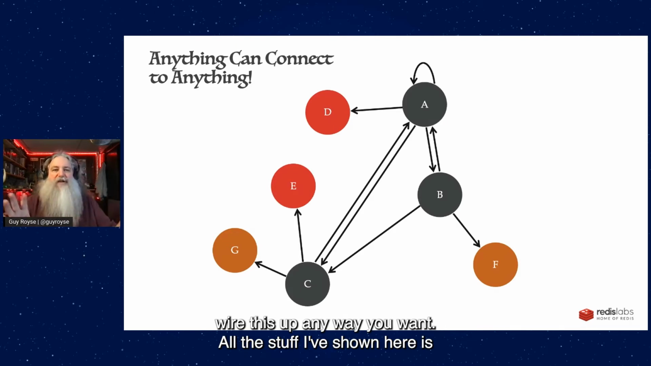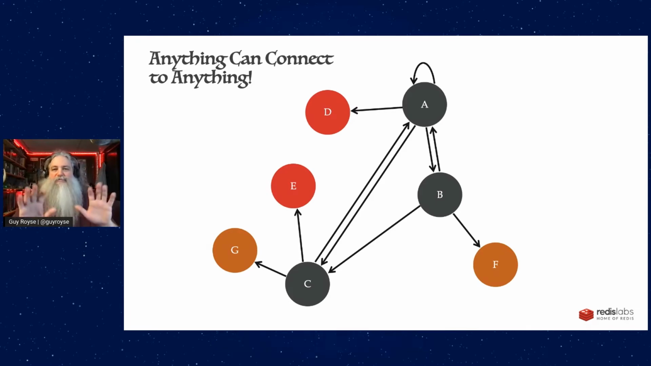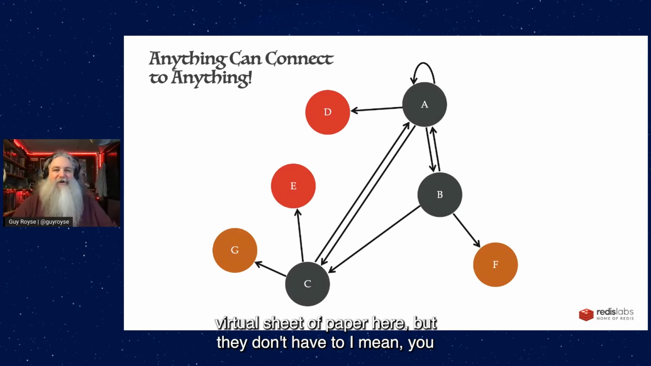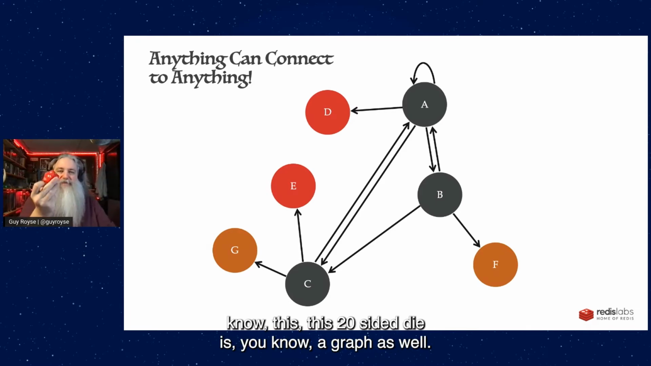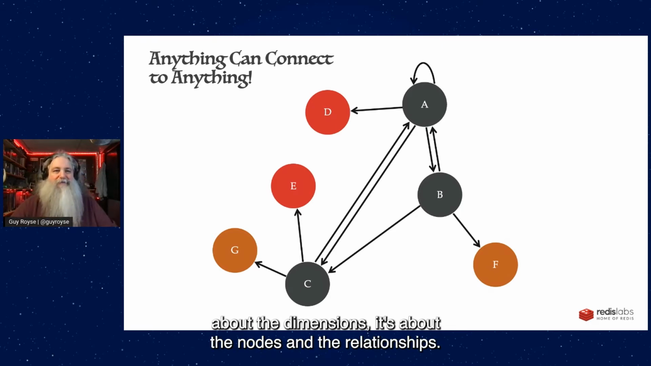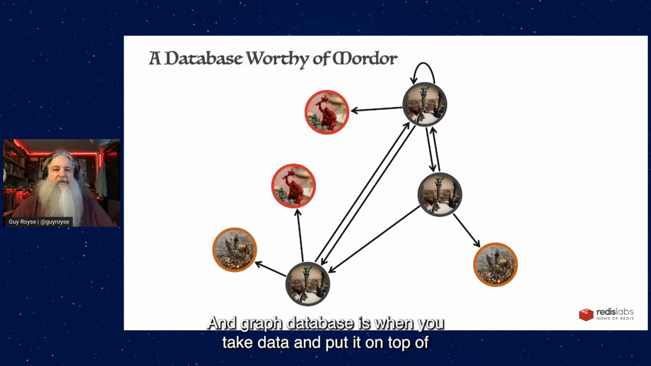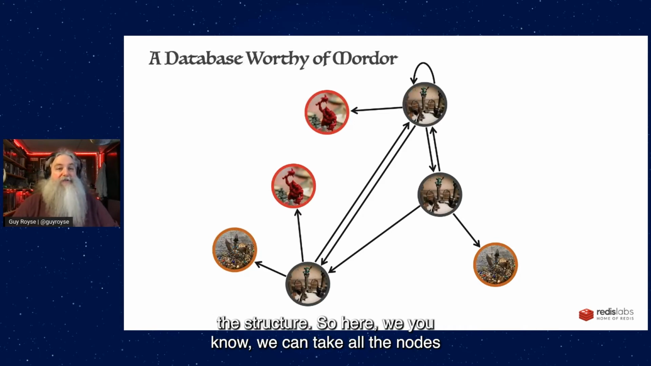All the stuff I've shown here is nice and neat and fits on a 2-dimensional sheet of paper, or virtual sheet of paper here. But they don't have to. I mean, this 20-sided die is a graph as well, and it is taking up 3 dimensions. It's not really about the dimensions. It's about the nodes and the relationships. A graph database is when you take data and put it on top of the structure.